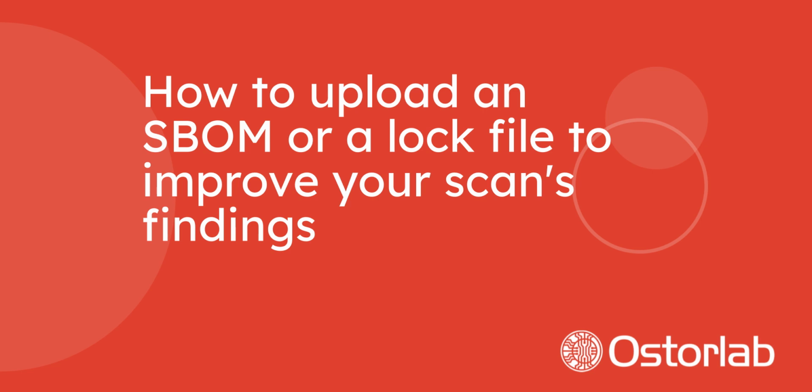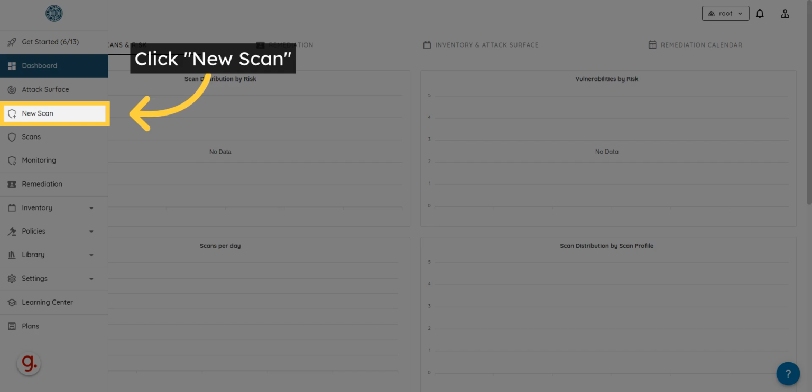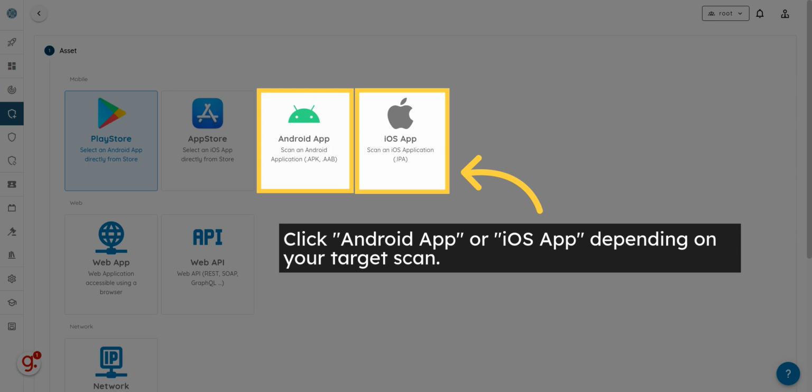This guide will walk you through the process of uploading an SBOM or a lock file to improve your scan's findings in the application. Click on the New Scan button. Select the option to scan either an Android app or an iOS app. Supported formats are APK, Android Bundle and IPA.